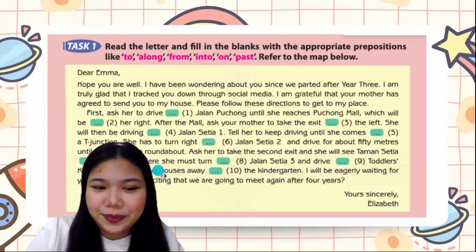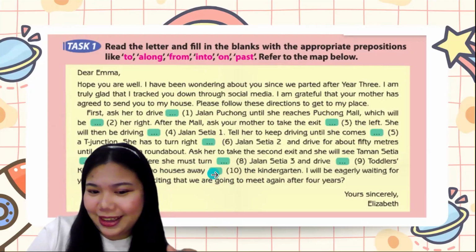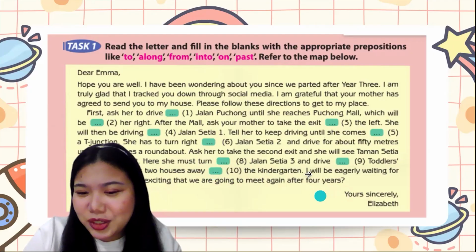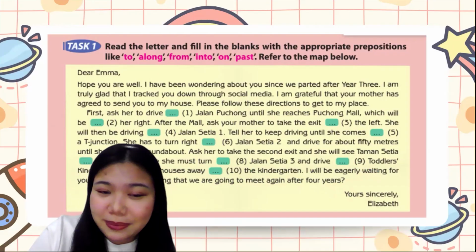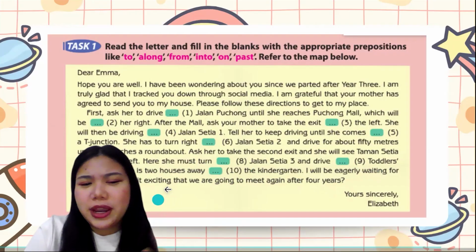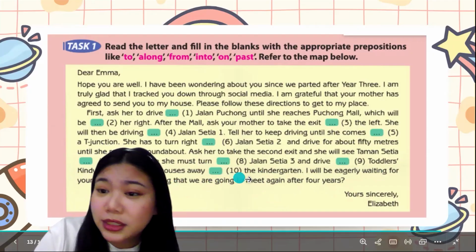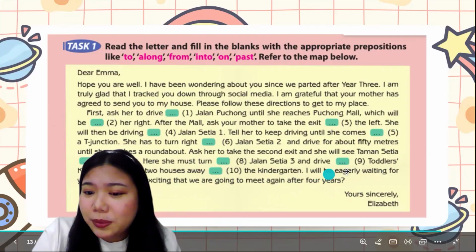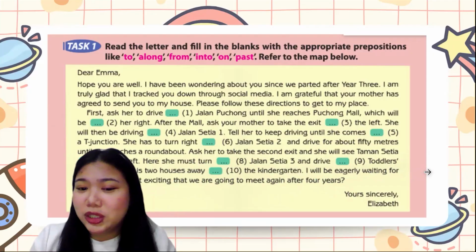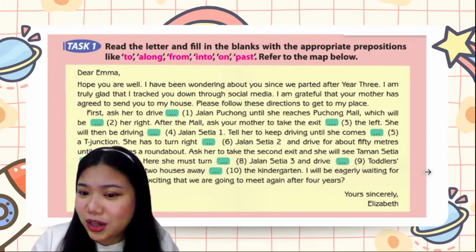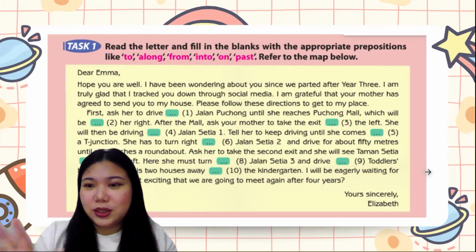Ask her to take the second exit and she will see Taman Setia, blank, blank, blank, her left. Here she must turn blank Jalan Setia 3 and drive blank again. Toddlers Kindy. My house is 2 houses away. Blank, the kindergarten. I will be eagerly waiting for your arrival. Isn't it exciting that we are going to meet again after 4 years? Yours sincerely, Elizabeth.